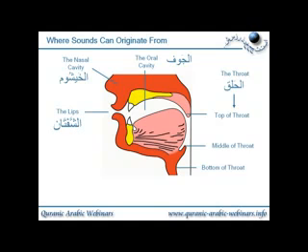Then we have the lips, i.e. both the lips, known as ash-shafatan, the two lips. And we have the tongue itself, known as al-lisan.